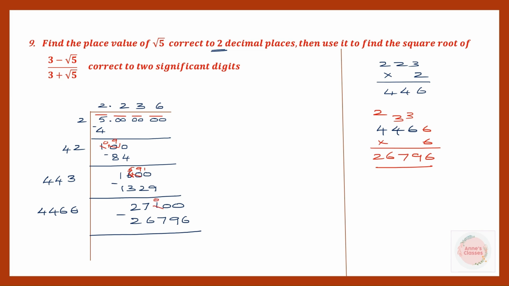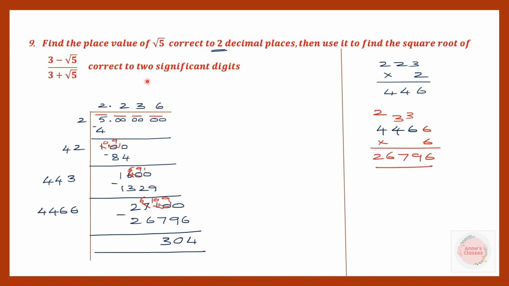now borrow, this is 10, 9 and 10. 10 minus 6 is 4. Then we have 9 minus 9 is 0. Then we have 0 here. That means we need to borrow again. So this is 6 and 10. 10 minus 7 is 3. So the remainder is 304. Now here it says correct to 2 decimal places.